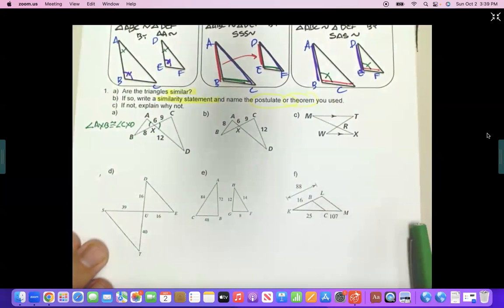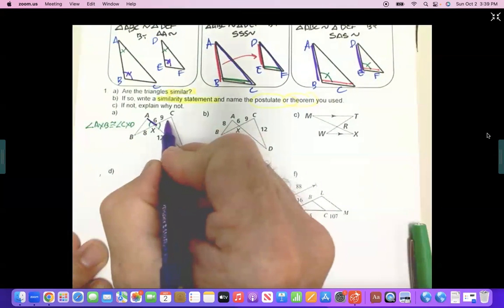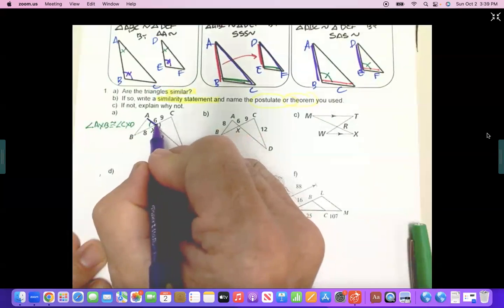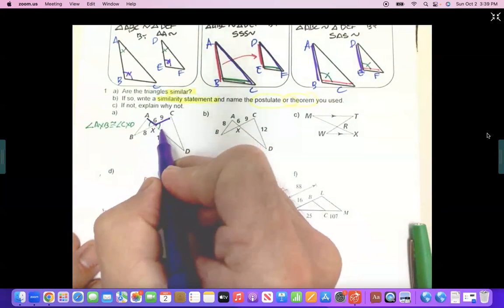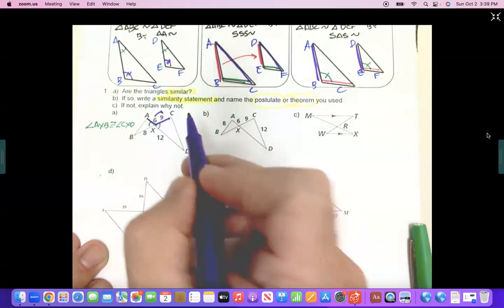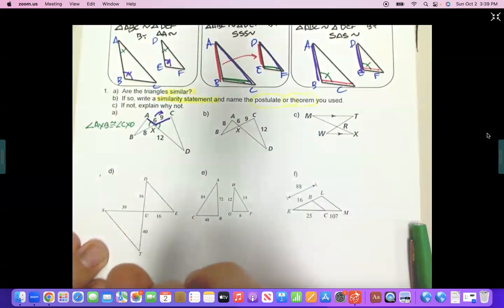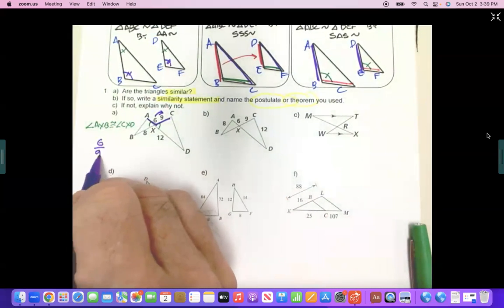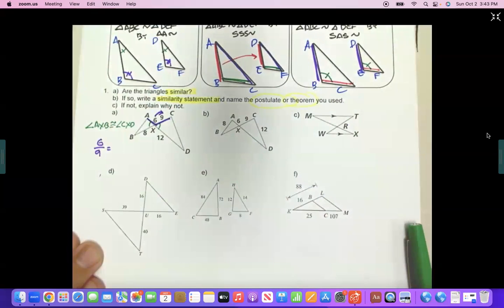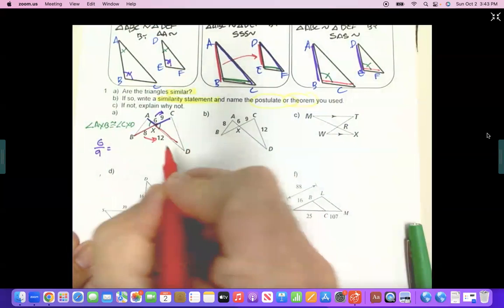So let's go ahead and compare the sides. We're going to compare 6 from the triangle on the left to 9. 6 is smaller than 8, 9 is smaller than 12. So those are the two that I'm going to group together if it doesn't show me clearly which ones correspond. So we're going to compare 6 is to 9 as 8 is to 12.